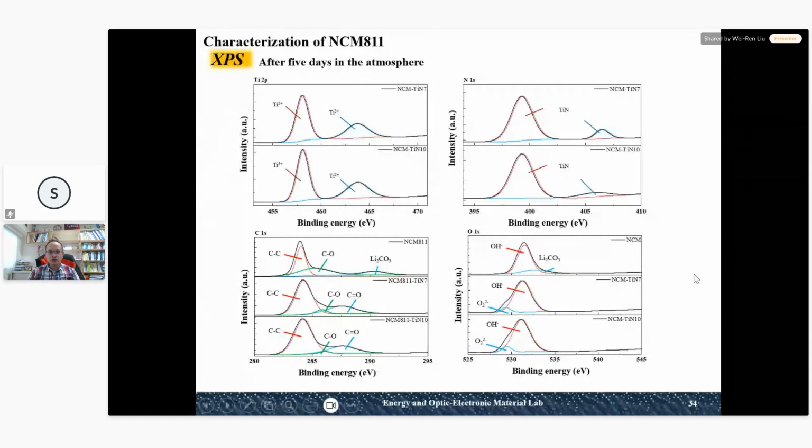And also we use the titanium mapping and the nitrogen mapping for TiN7 and TiN10. You can see the titanium signal and the nitrogen signal appear here. So it means that we successfully made a titanium nitride coating on the surface.